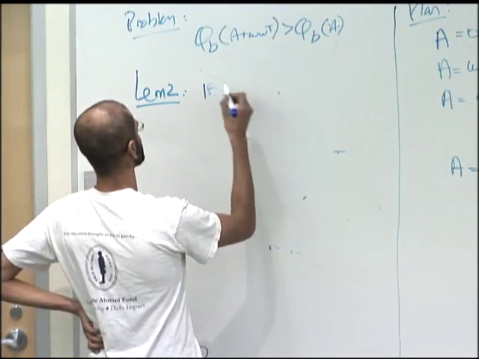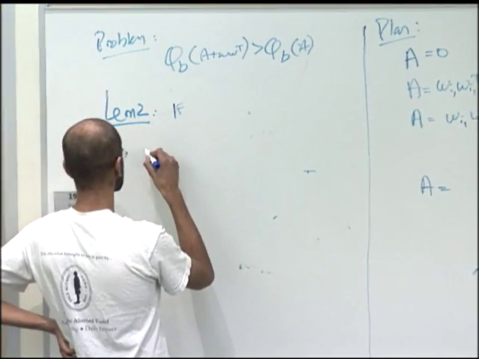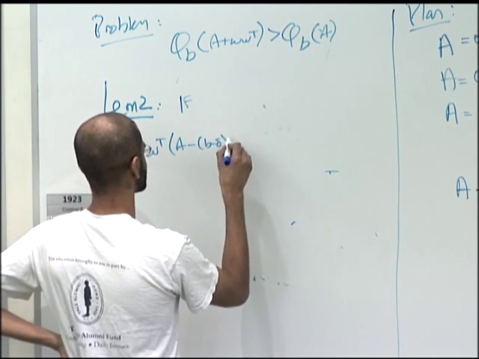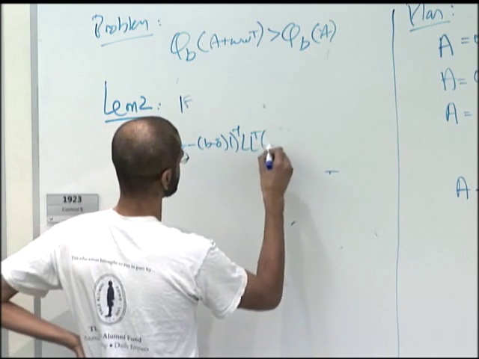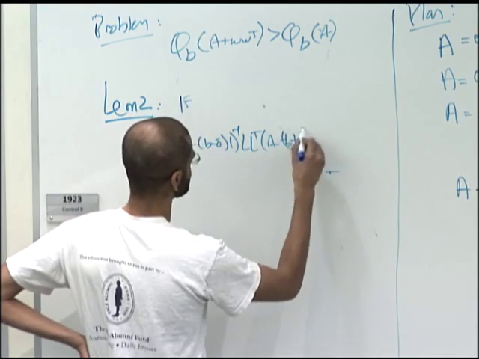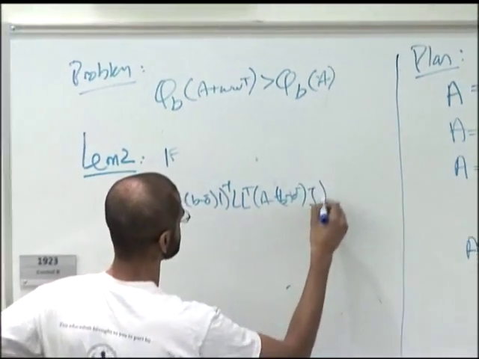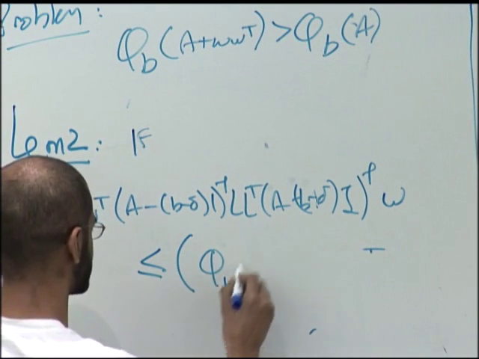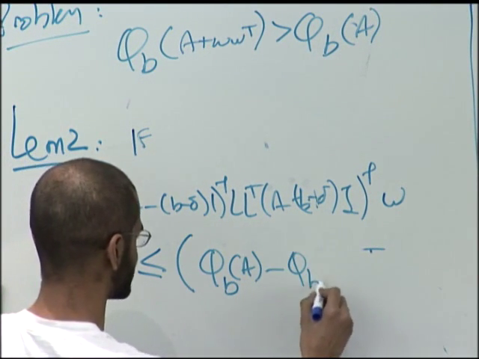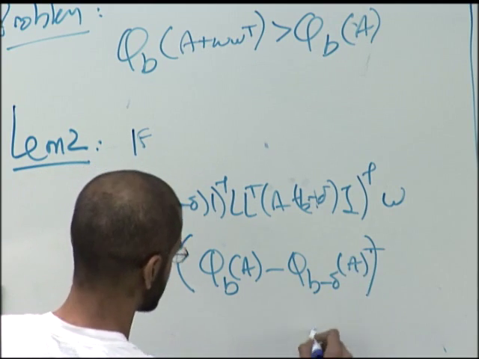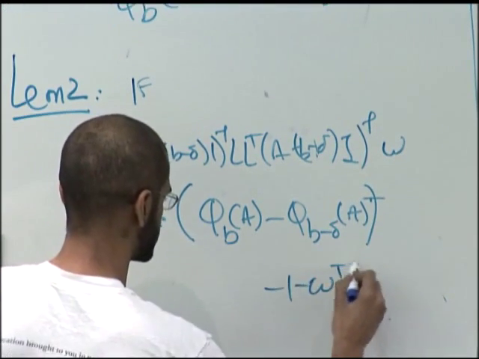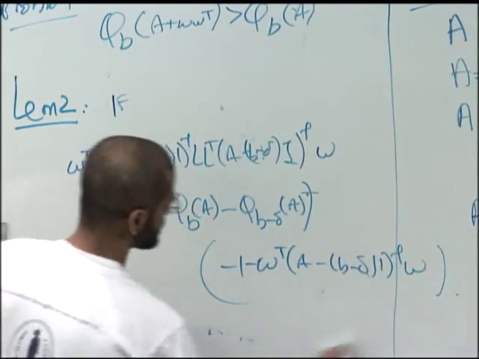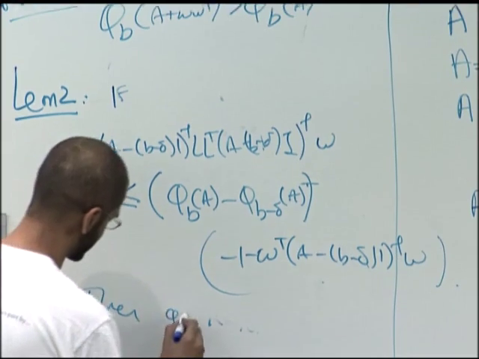If W transpose (A minus B minus delta I) inverse L L transpose (A minus B minus delta I) inverse W is at most potential of B of A minus potential of B minus delta of A, times minus 1 minus W transpose (A minus B minus delta I) inverse W, then it's great.